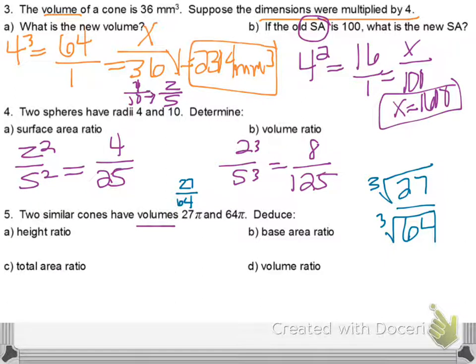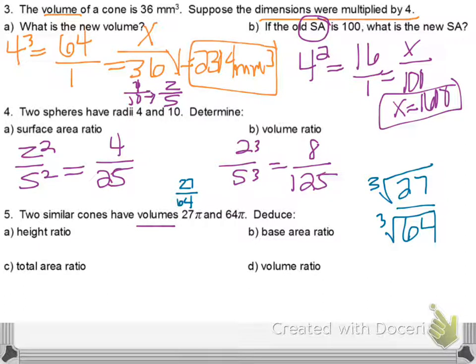There's a button on your calculator. If you hit the button math, and then if you hit, I believe it's number 4. Let me get my calculator in front of me. So math, if you hit math 4, your cubed root will come up. And if you type in 27, you'll see it's 3. And then do the same thing with 64. So math number 4 and 64, you'll see that the answer is 4.